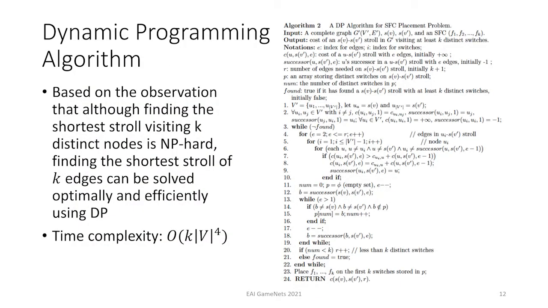This is the dynamic programming algorithm, an existing SFC placement algorithm which is based on the observation that although finding the shortest stroll visiting k distinct nodes is NP hard, finding the shortest stroll of k edges can be solved optimally and efficiently using dynamic programming. The time complexity of this algorithm is big O of k times the magnitude of V to the power of 4.